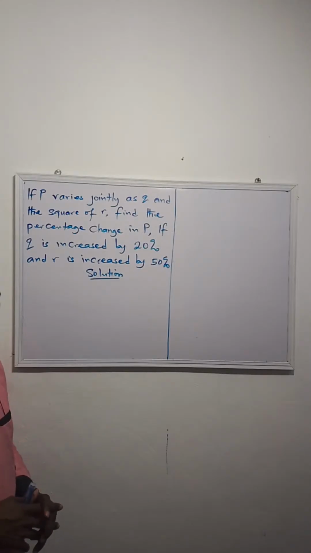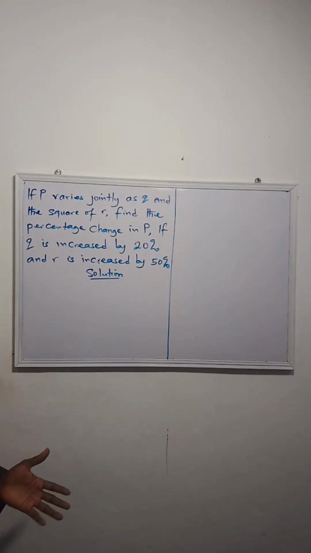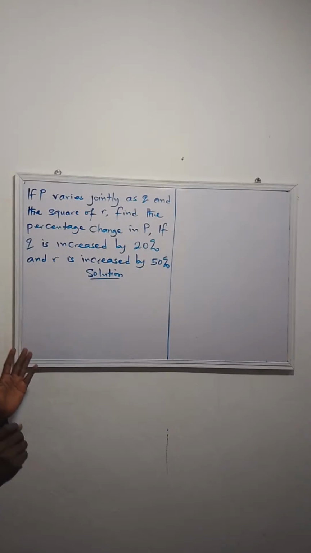Okay. All right, let's look at the problem. Now, if P varies jointly as Q and the square of R, find the percentage change in P if Q is increased by 20% and R is increased by 50%.